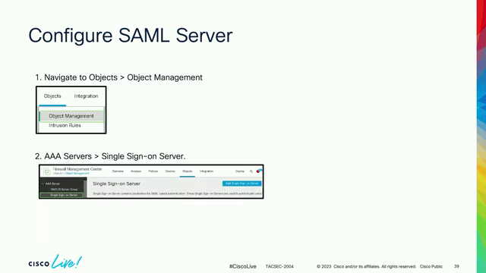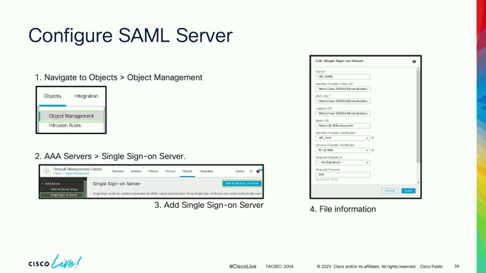As well, we'll need to configure the SAML server. So we'll need to collect all information from the IDP. We'll need to ensure that we have the identity provider entity ID, single sign-on URL, logout URL, and the base URL. This base URL is going to be the entity ID of the service provider. And as you can see, we have the certificates that we have installed for the identity provider and the service provider.